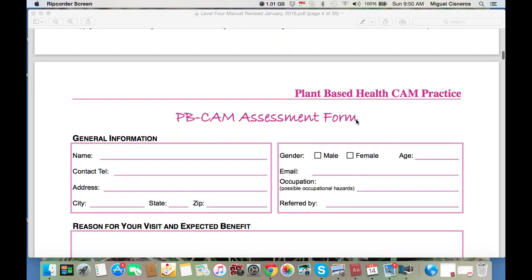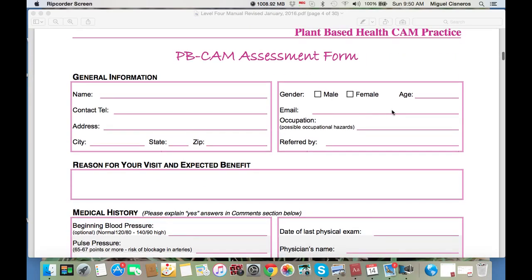Let's begin with a PBCAM assessment form. First is the general information: the name, contact telephone, address, city, state, zip, their gender, age, email, occupation, because we want to be aware of occupational hazards. So in a case where somebody was diagnosed with cancer, and the occupation is marine mechanic, he's exposed to diesel fuel, the connection is there.